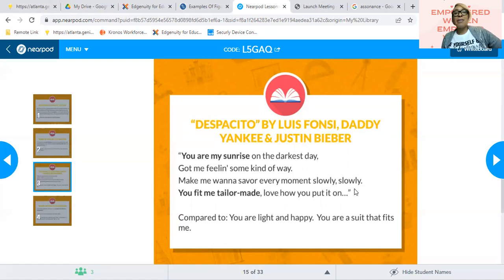You're my sunrise on the darkest day, got me feeling some kind of way. Make me want to savor every moment slowly, slowly. You fit me tailor-made, love how you put it on me. Compared to: you are light and happy. You are a suit that fits me.